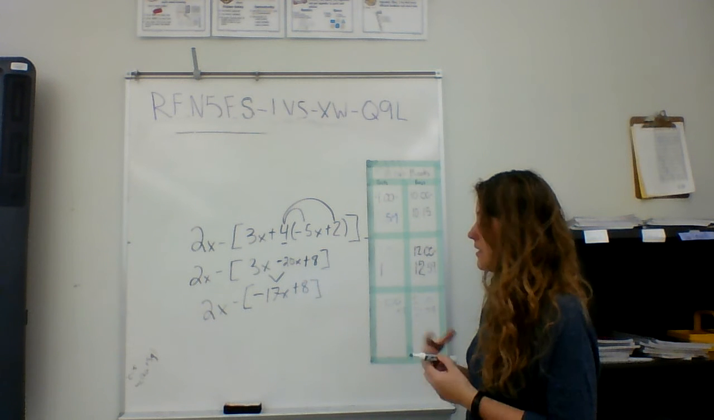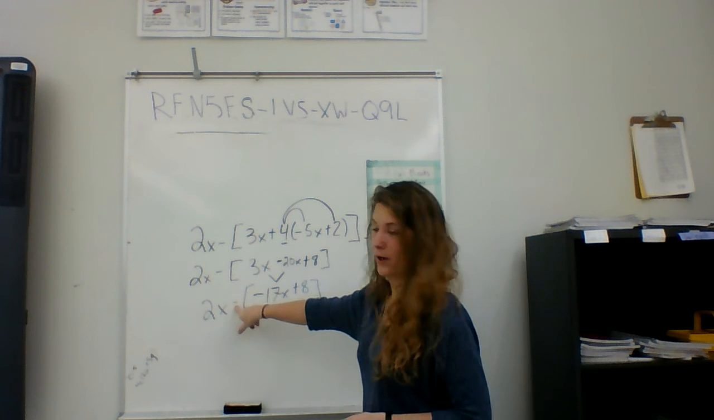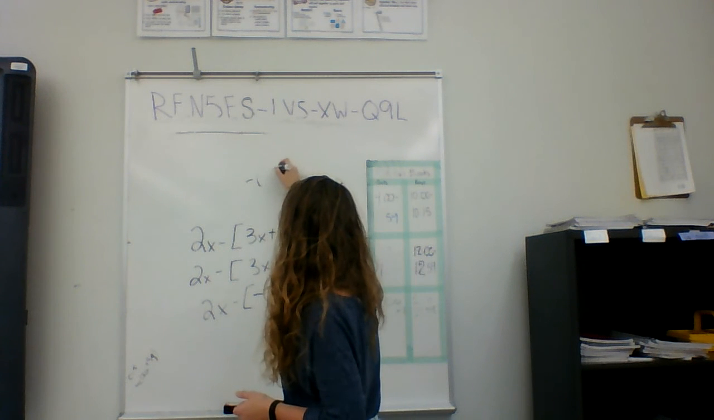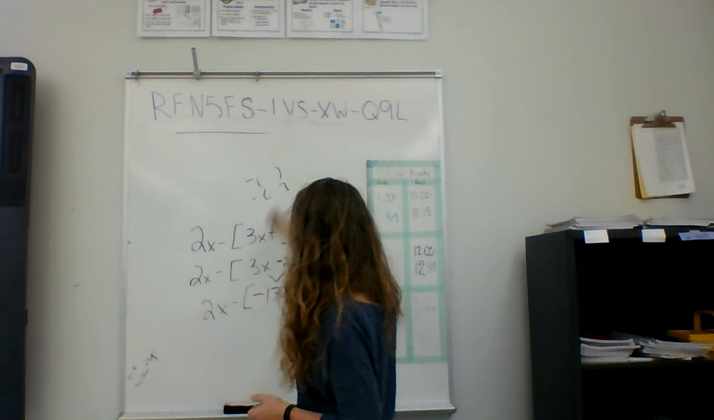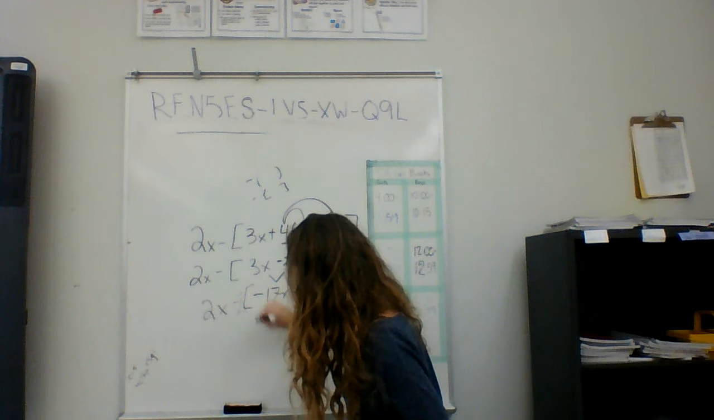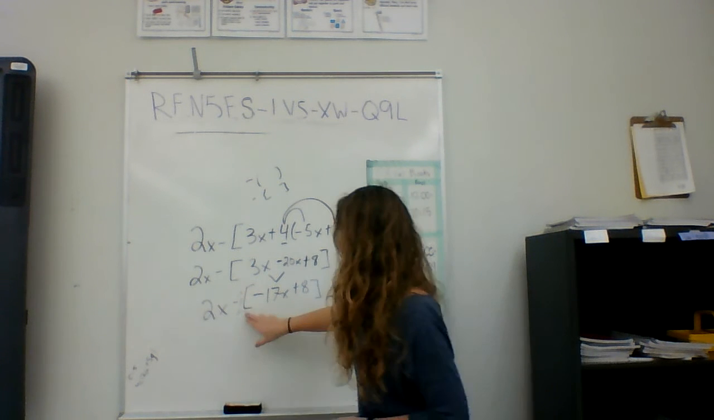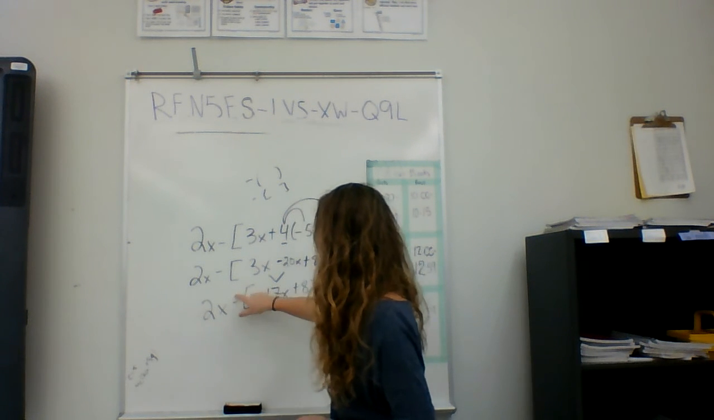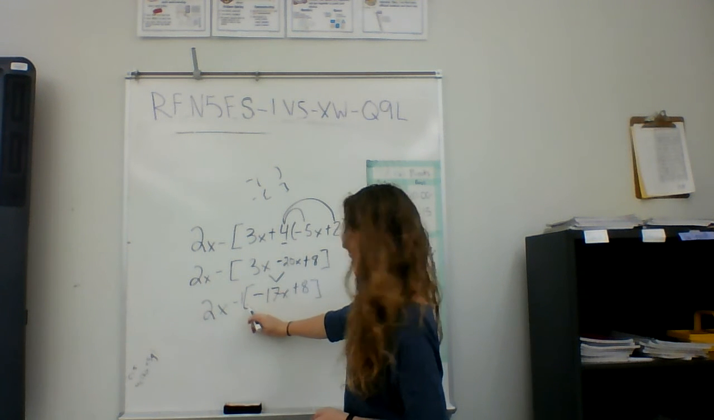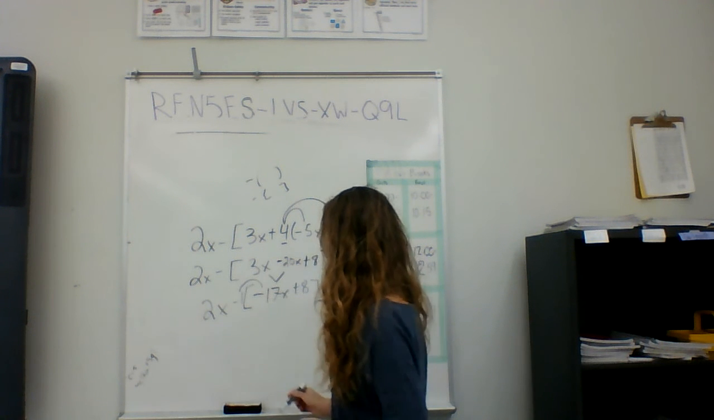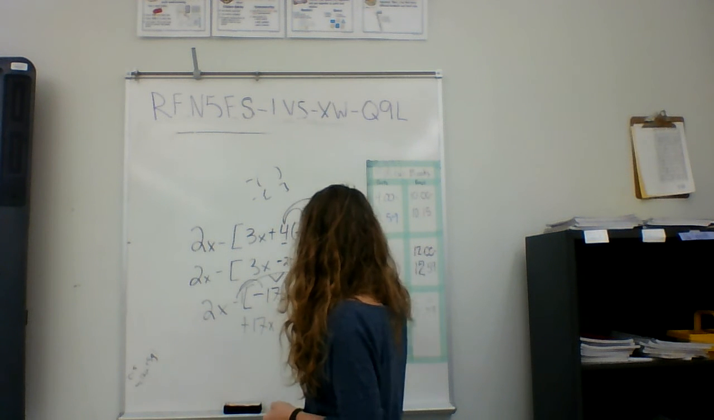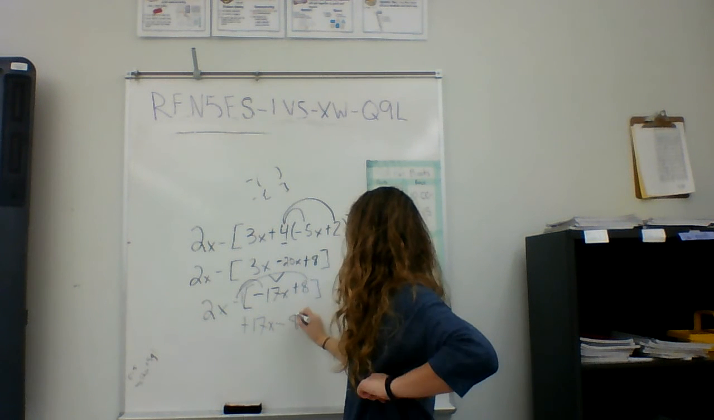So I need to do my last step. I'm done with what's in the brackets, but I see that there's this negative right here. When there's a negative outside the parentheses, so it's like a negative and then parentheses, or a negative and brackets, this is like a negative 1. This is like an invisible 1. So I notice this as a negative 1, which means I need to distribute a negative 1 to each of these numbers, because this right here means multiplication. So negative 1 times negative 17x is going to be positive 17x. And negative 1 times positive 8 is going to be negative 8.